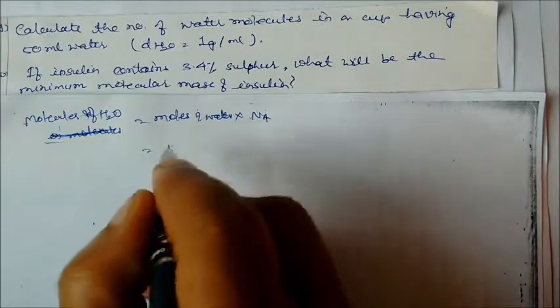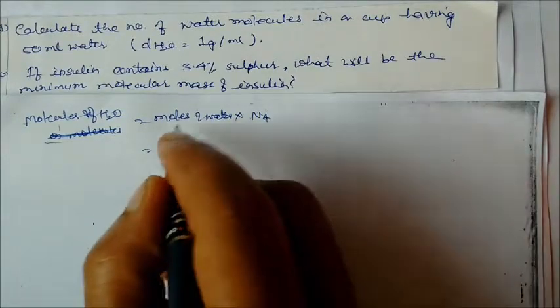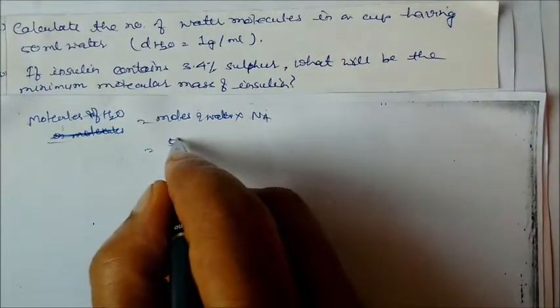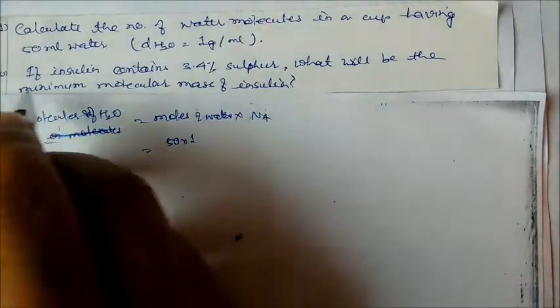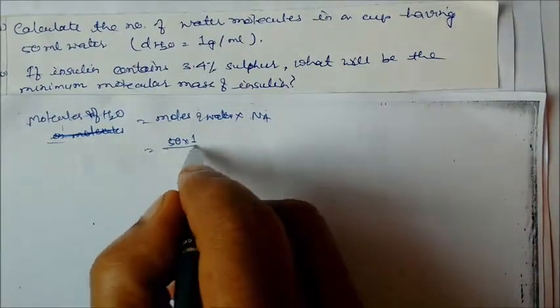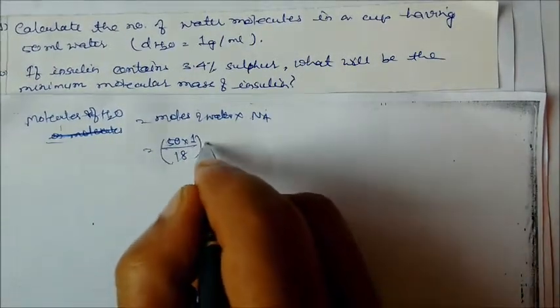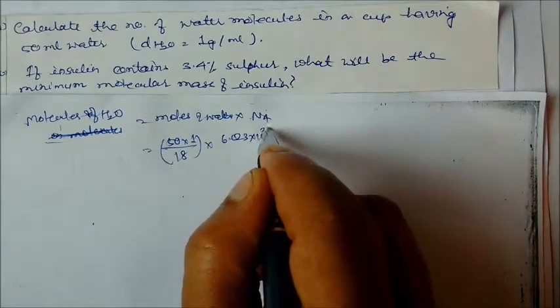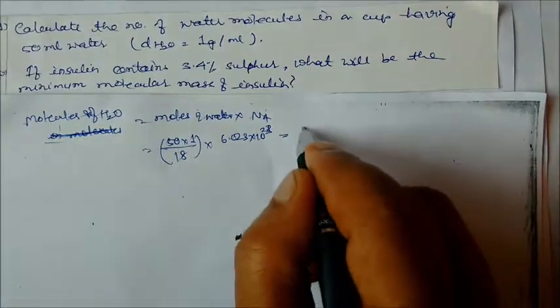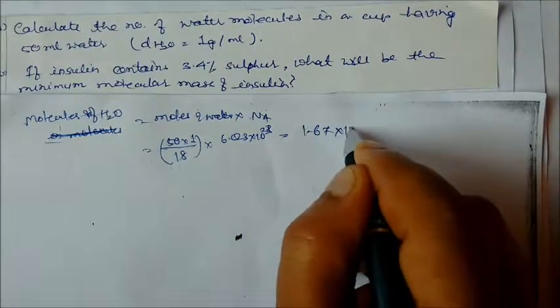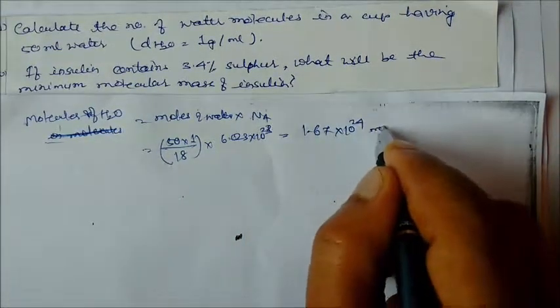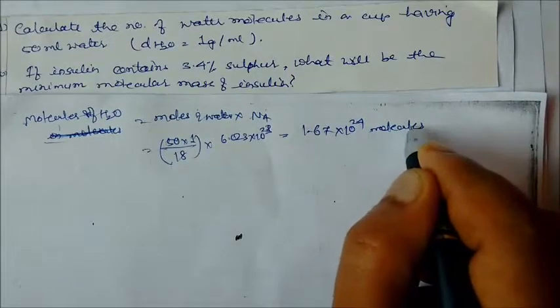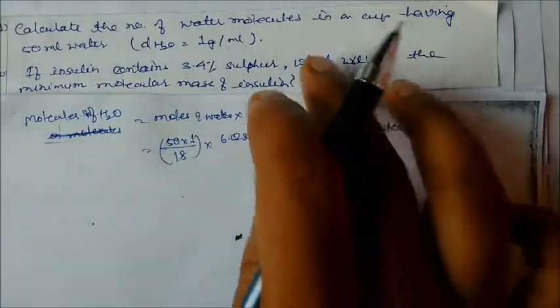So how many moles of water? Moles of water, total they have given 50 ml. So 50 into 1, volume into density, this becomes mass. So mass by 18, this becomes moles. Moles into Avogadro number, that is 6.023 into 10 to the power 23. So on solving we will get 1.67 into 10 to the power 24 molecules of water present in 50 ml.